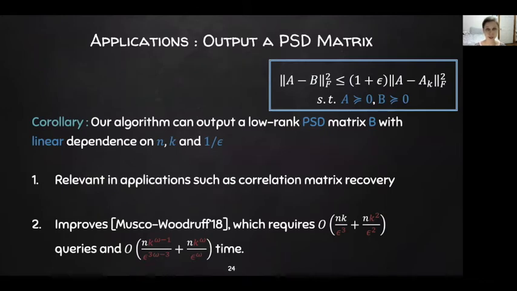Consider the problem where, in addition to the input A being a PSD matrix, we are required to output a low-rank approximation matrix B that is itself positive semi-definite, as you can see in the box. We show that we can extend our techniques to obtain an algorithm for this problem, again with a linear dependence on the dimension n, the target rank k, and the accuracy parameter epsilon. Such a constraint shows up in several applications, such as correlation matrix recovery, where the goal is to recover a low-rank correlation matrix, which is PSD. Prior work on this problem by Musco and Woodruff gets polynomially worse dependence on k and epsilon.